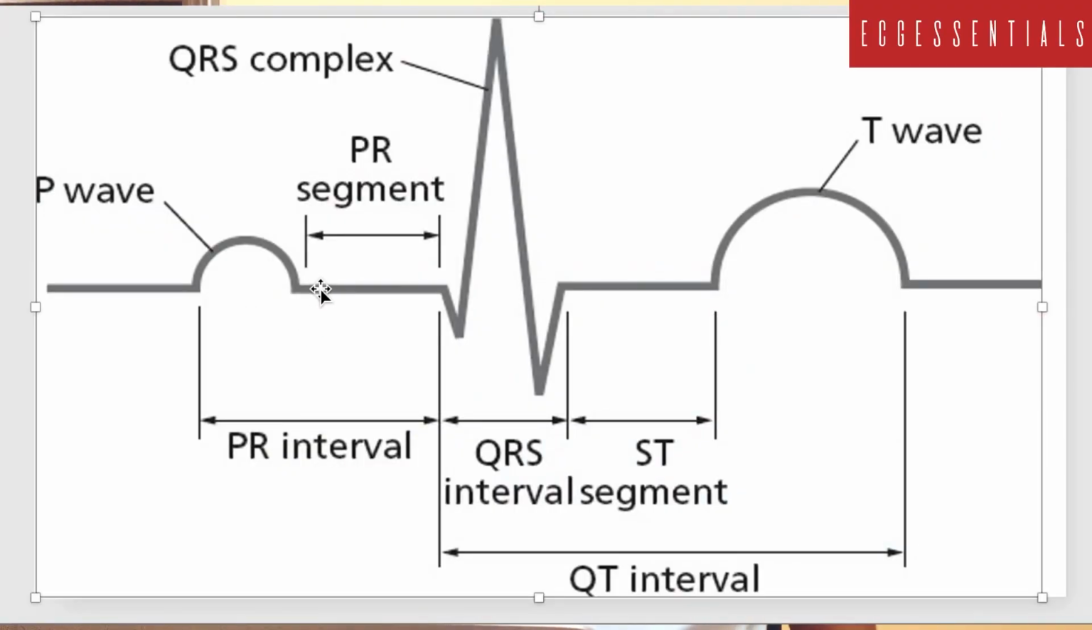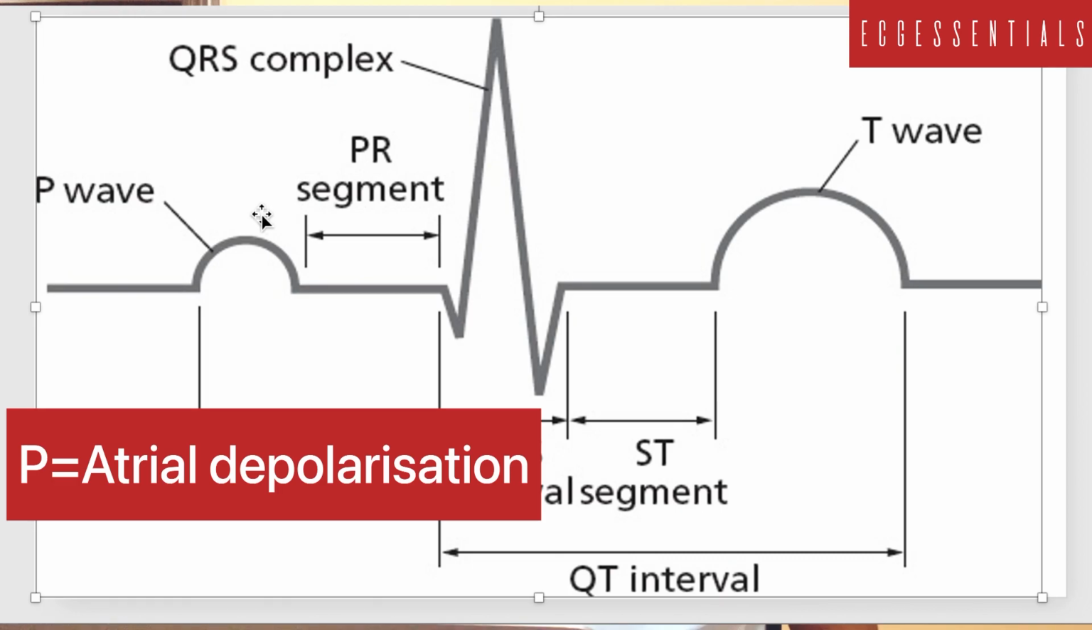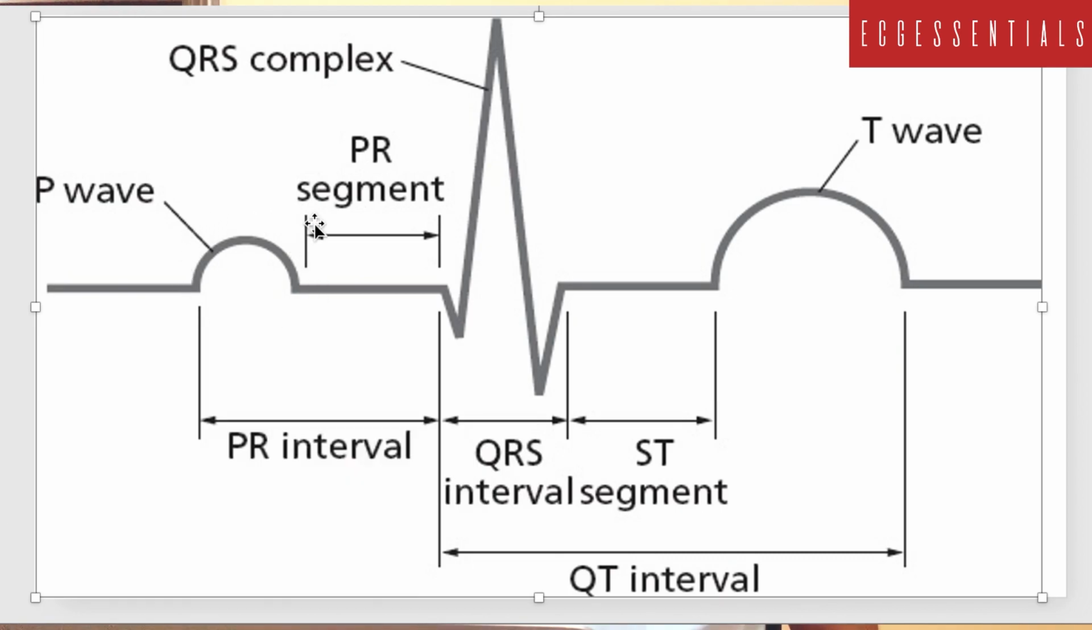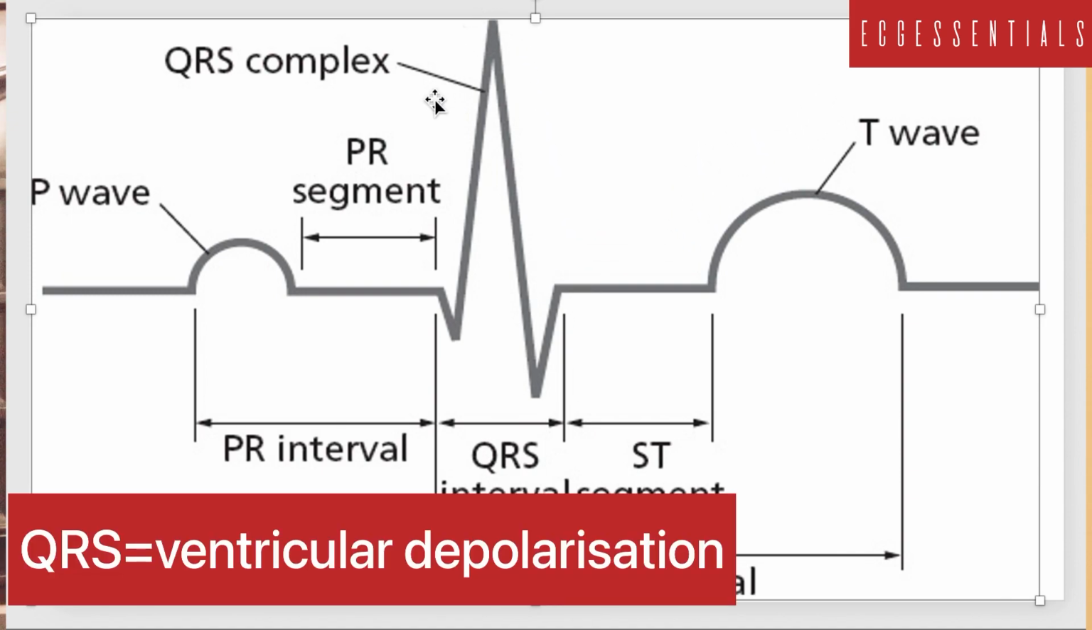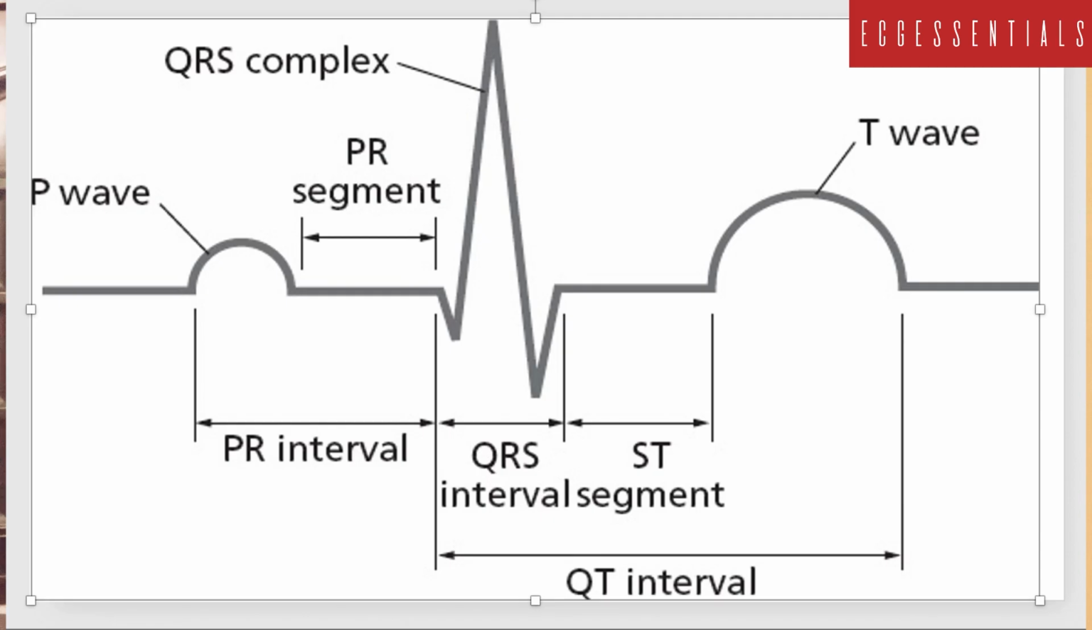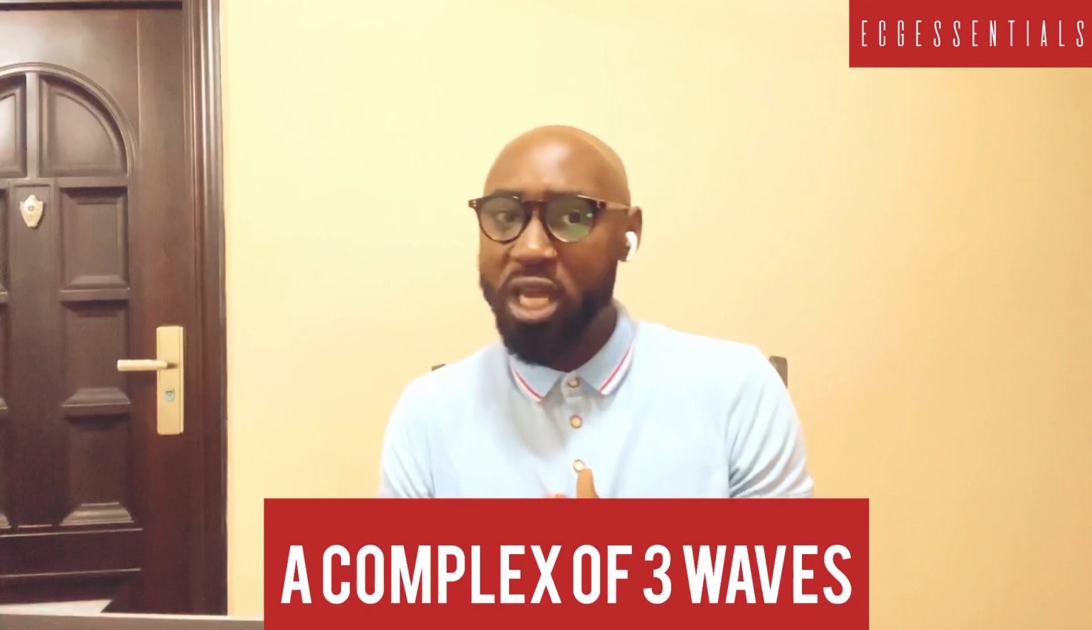The first deflection as shown on this image is the P wave, and of course, the P wave represents atrial depolarization. Following the P wave is a more complex wave called the QRS complex. And that QRS complex represents ventricular depolarization. As the name gives it away, it actually looks more complicated as compared to the P wave. And we can understand this QRS complex as being made up of three individual waves. That is the Q portion, the R portion, and the S portion of the QRS complex.